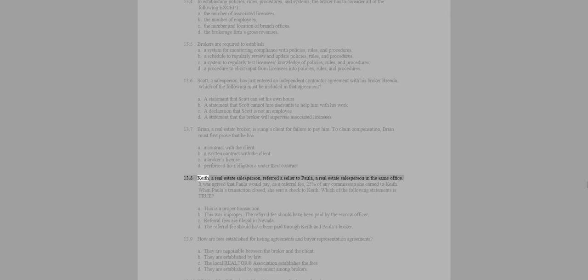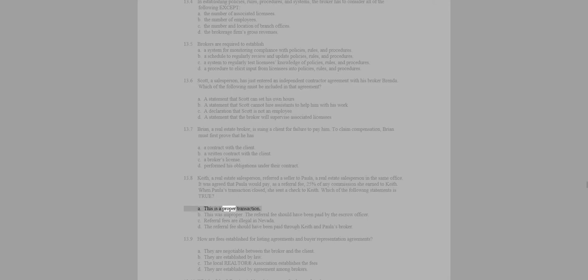13.8 Keith, a real estate salesperson, referred a seller to Paula, a real estate salesperson in the same office. It was agreed that Paula would pay, as a referral fee, 25% of any commission she earned to Keith. When Paula's transaction closed, she sent a check to Keith. Which of the following statements is true?